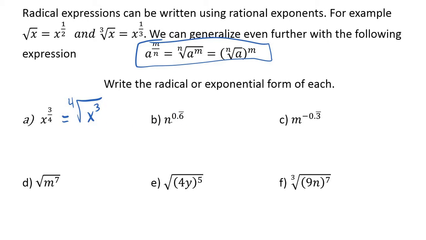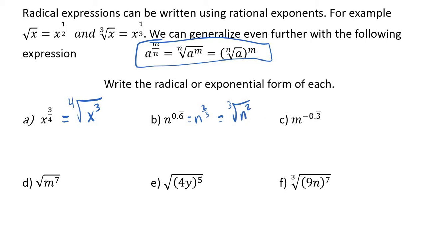Okay, how about something like this? A decimal, 0.666 repeating. Well, that's 2/3, right? So this is the same as n to the 2/3 power. Now it's the same problem. So that is the cube root, that's my root on the bottom, of n squared.